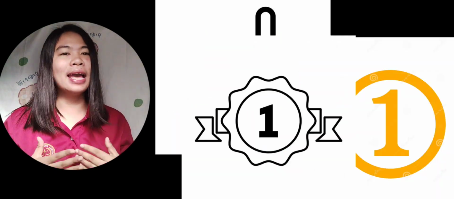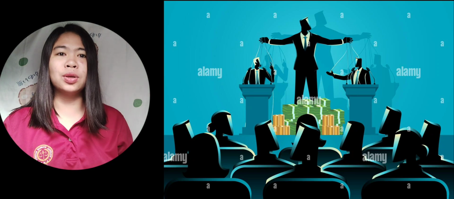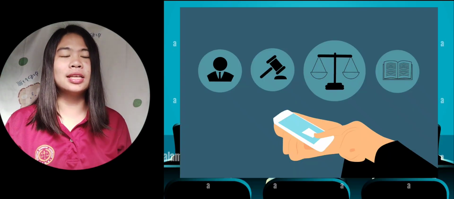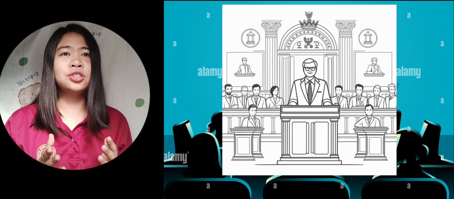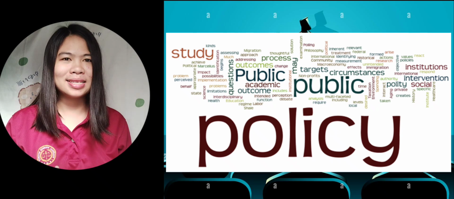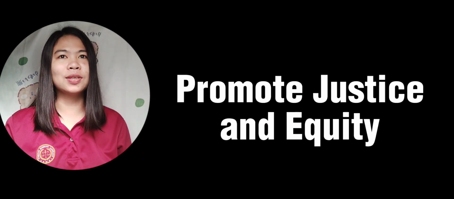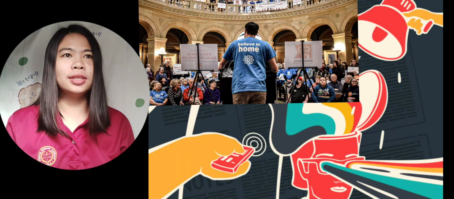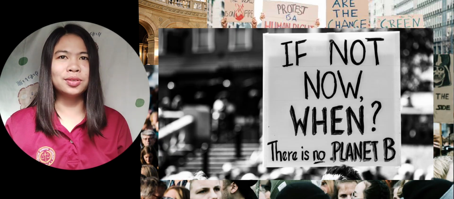First, I have to understand power and governance. So how to understand power and governance? I had to explore how power is distributed, exercised, and justified in societies, and to analyze the structures and institutions that shape governance and public policy. Second, to promote justice and equity: to critically evaluate and advocate for political systems and policies that promote justice, equity, and the common good.